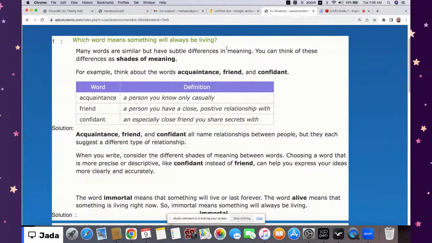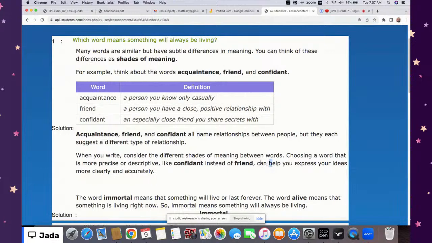When you write, consider the different shades of meaning between words. Choose a word that is more precise or descriptive. If you want to write, maybe you have to write an essay, you have to choose a word that is more precise or descriptive to whatever you want to explain. Like confidant instead of friend can help you express your idea more clearly and accurately.